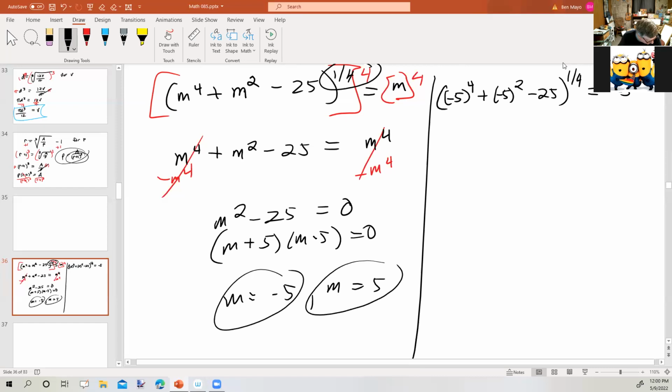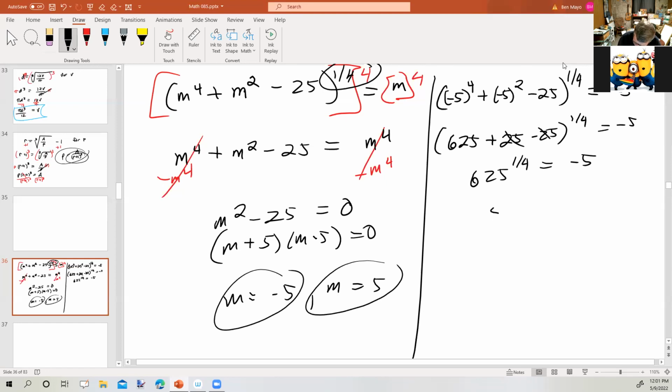Now let's see here. -5 to the 4th power, -5 times -5 times -5 times -5 is 625. -5 to the 2nd power, -5 times -5 is 25. And those are going to reduce down. So we're going to have 625 to the 1/4 power equals -5. The 4th root of 625 is a +5. So that's not going to work.